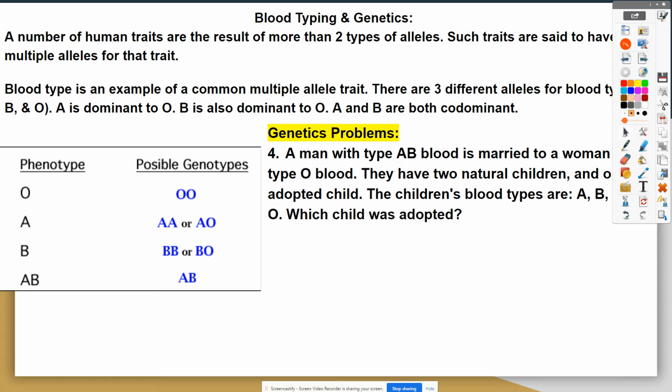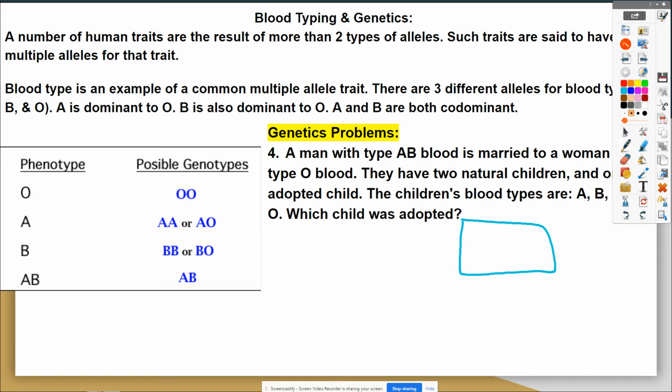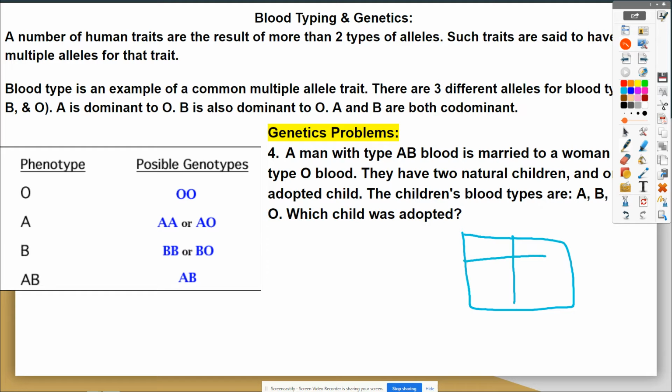I need a volunteer. All right, Ethan. Usually you would do homozygous dominant, heterozygous, homozygous recessive. But on blood typing, it usually doesn't matter. So the man with AB blood is married to a woman with type O blood. They have 2 natural children and 1 adopted child. The children's blood types are A, B, and O. Which child was adopted?